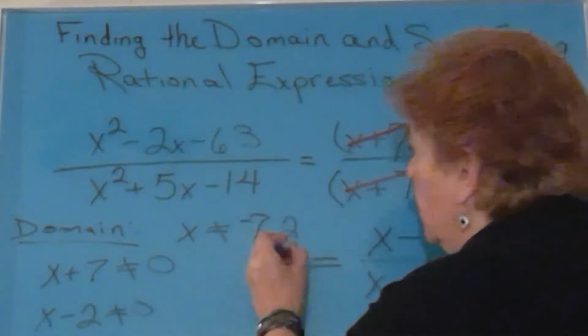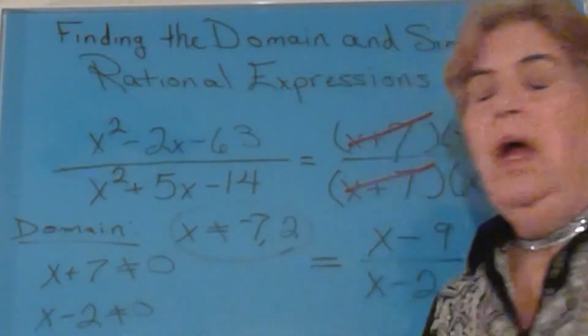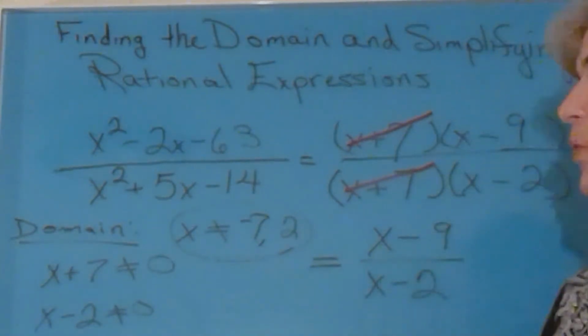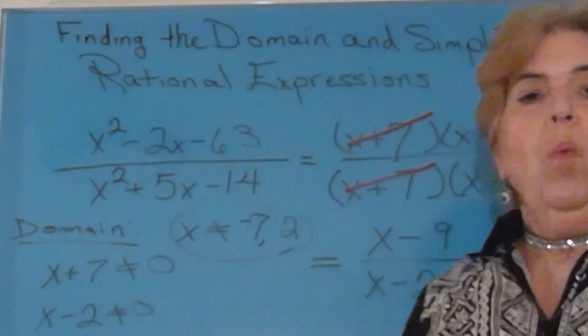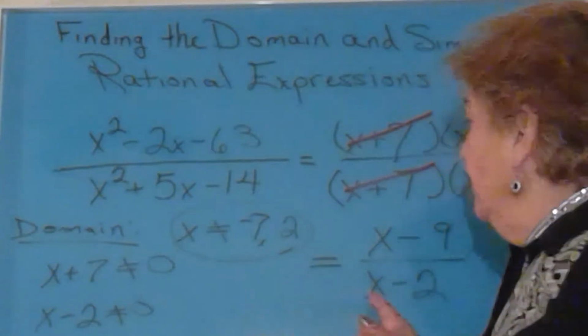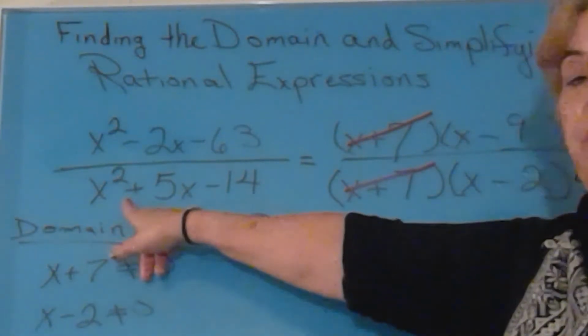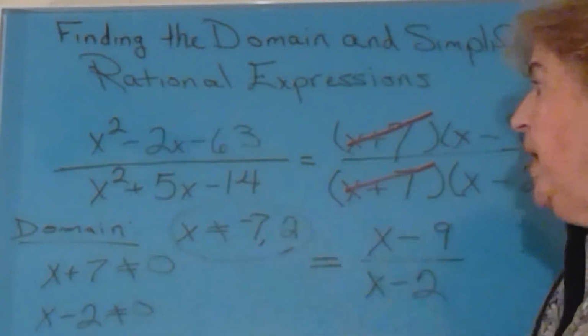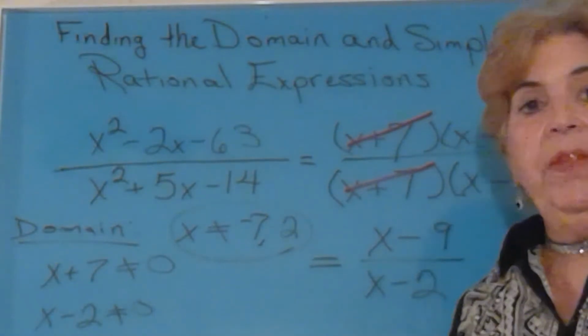Now, I still cannot have a negative 7 or a 2 in the denominator. Why can't I have negative 7? Because in the original expression, that would have given me a 0 in the denominator.